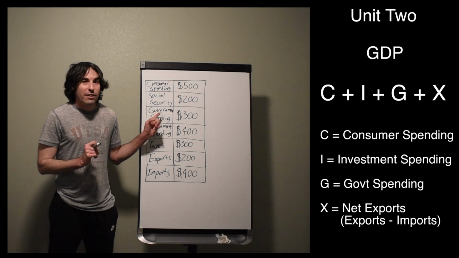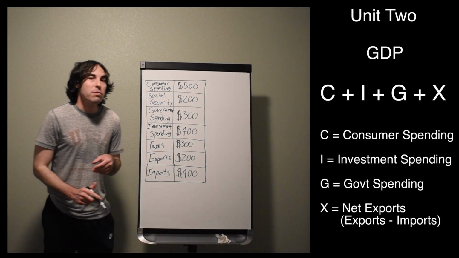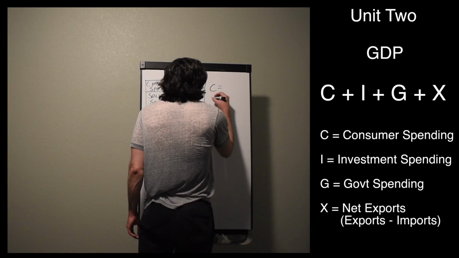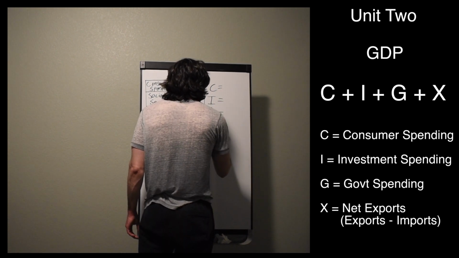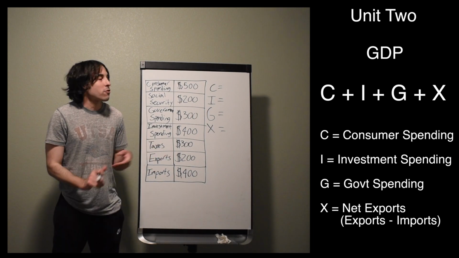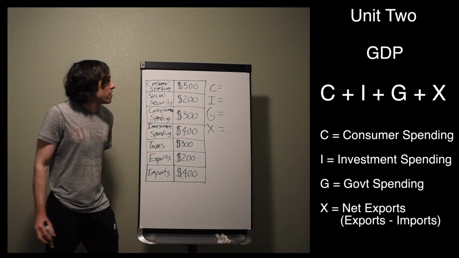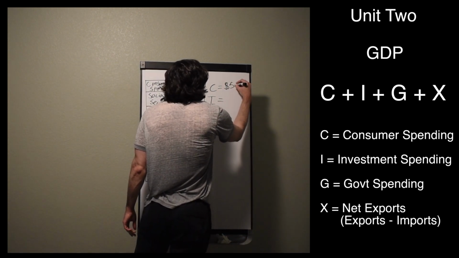So first, to calculate our GDP, we got to remember the formula. It's C plus I plus G plus X. So I'm going to write that down right now. C plus I plus G plus X. All you got to do is remember what each of these things stands for. C is going to be consumer spending. In this country, we have $500 in consumer spending this year. I'm going to write that up here.